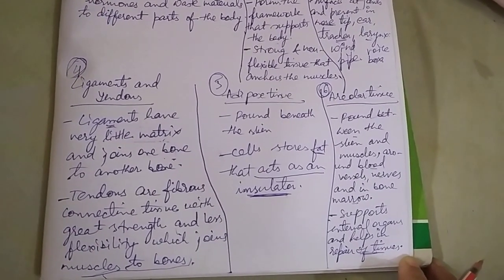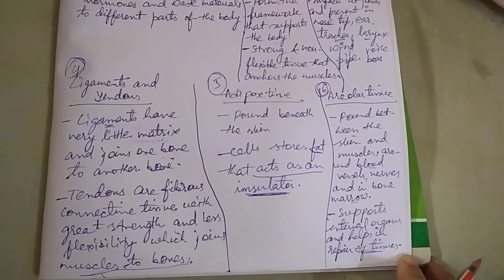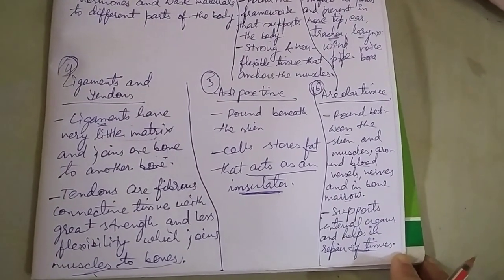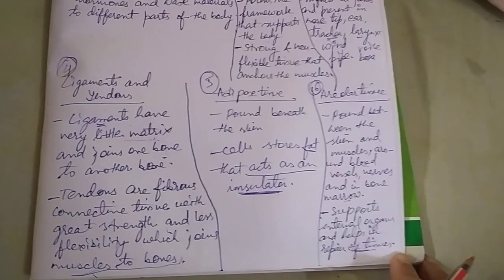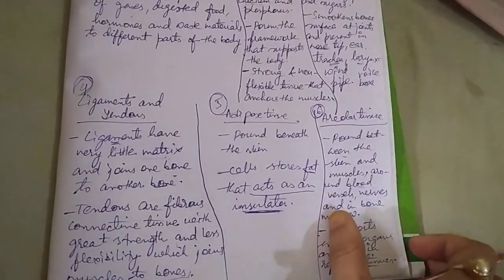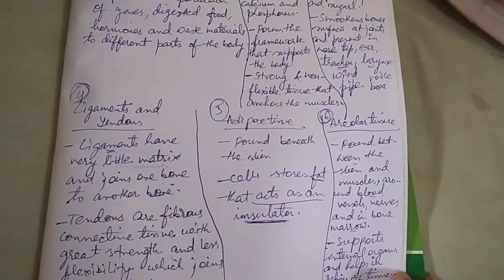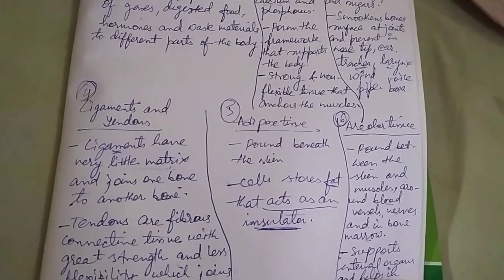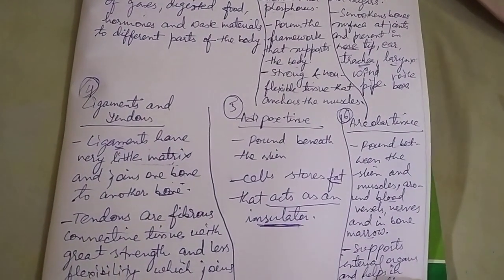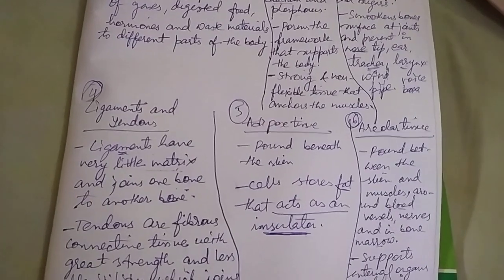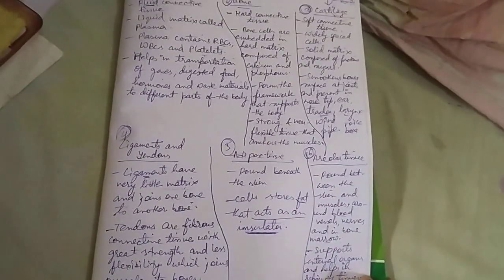And the areolar tissue, which is also found between the skin and muscles, is generally associated with the repair of tissues. So this is all about connective tissue. Why? Because they are connecting the different organs, different tissues, different parts of the body. Hope you all have understood this explanation.